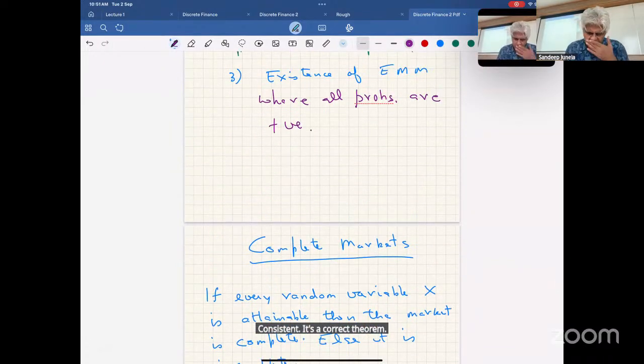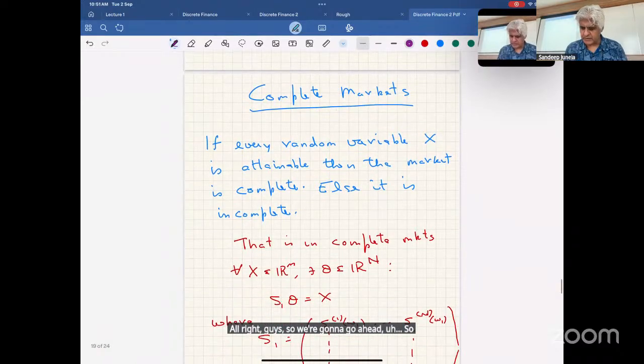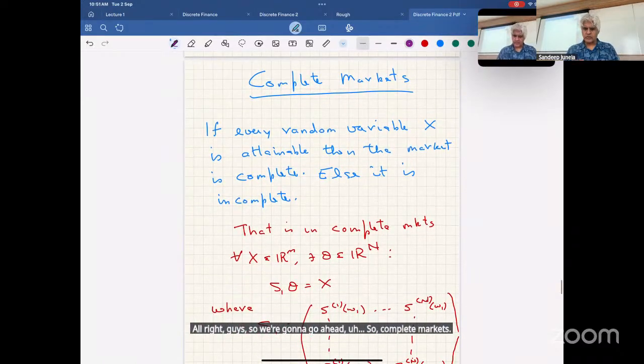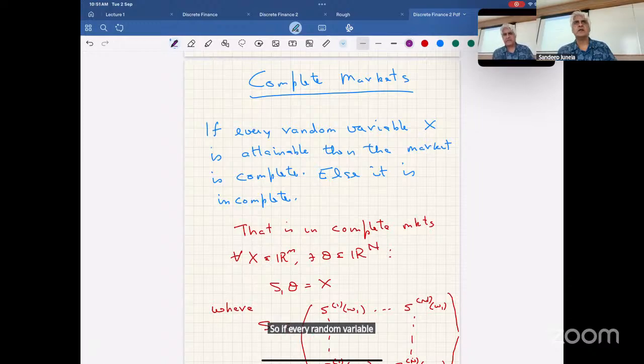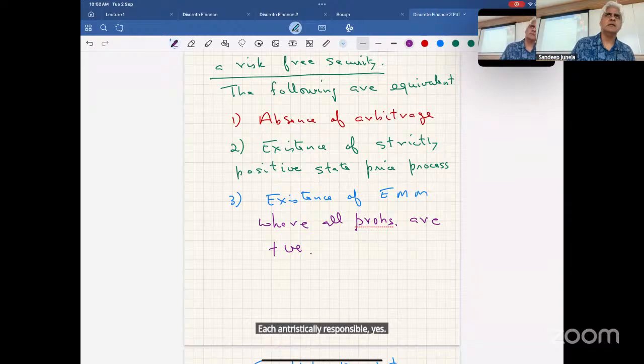All right, any other questions? All right, guys, so we're going to go ahead. Each entry is strictly positive, yes. That's right. And hence each probability will also be strictly positive. Right.